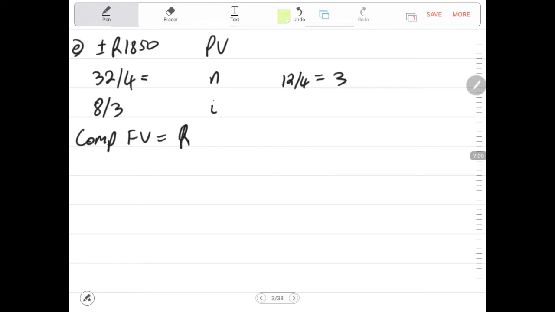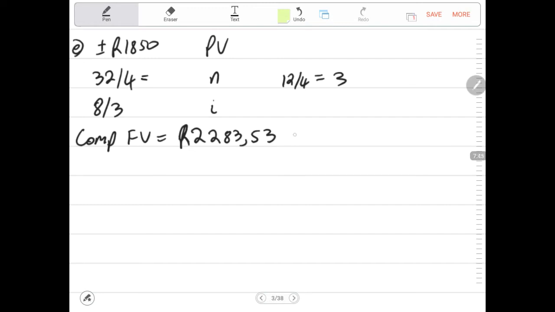I'll use my calculator again. We say plus minus 1,850 is our present value. Press PV. 8 is our N, which is 32 over 4. Press N. 8 divided by 3, you press I, then compute future value. Our future value is 2,283 Rand 53 cents. So this is the future value at the end of the 32nd month.